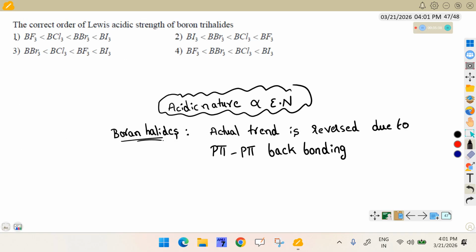The correct order of Lewis acidic strength of boron halides. First option is the correct option. Because acidic nature is directly proportional to electronegativity. But there is an exception in boron halides. p pi back bonding is possible. That's the reason boron iodide is more acidic. Boron fluoride is less acidic.